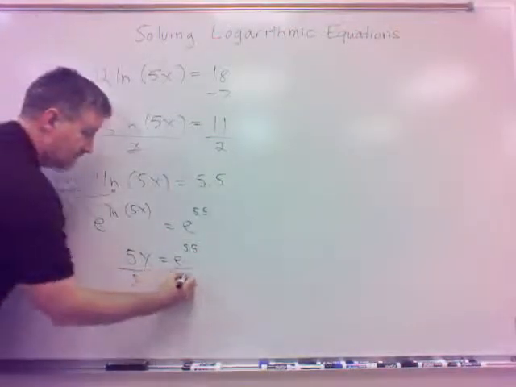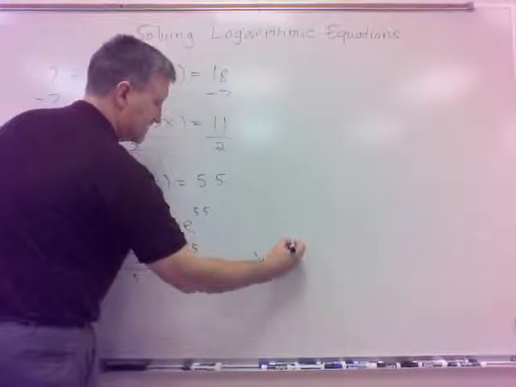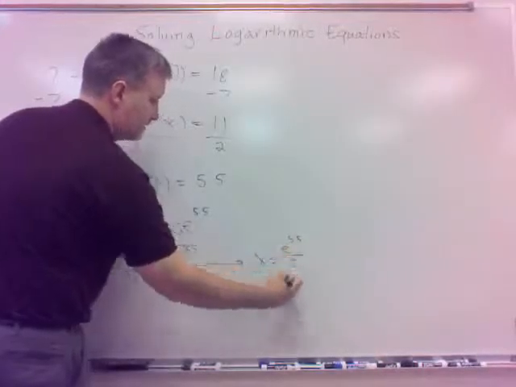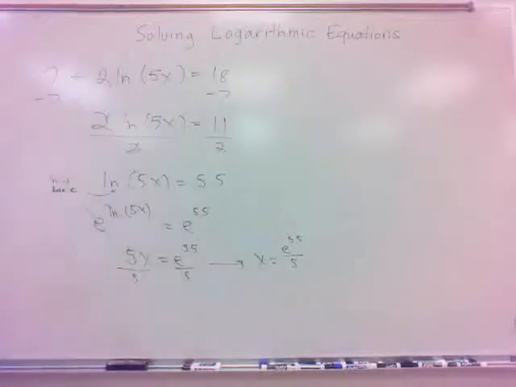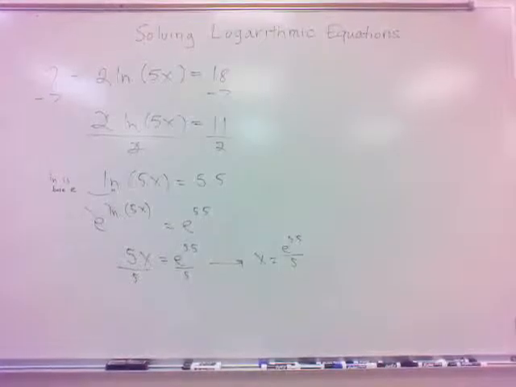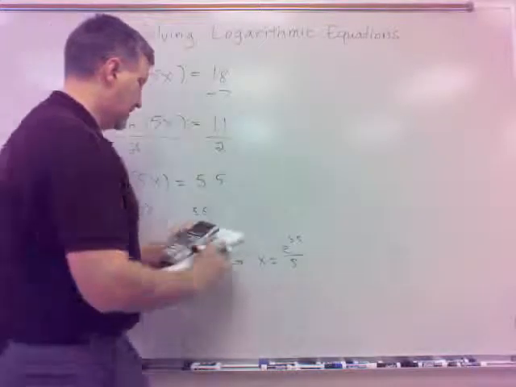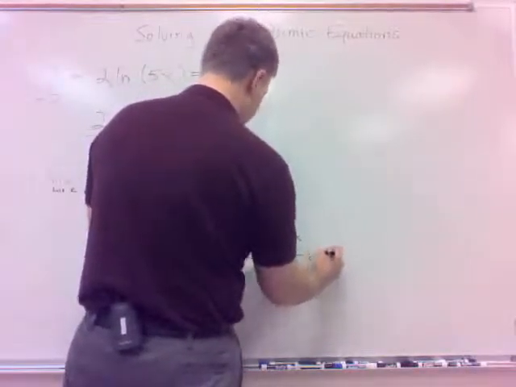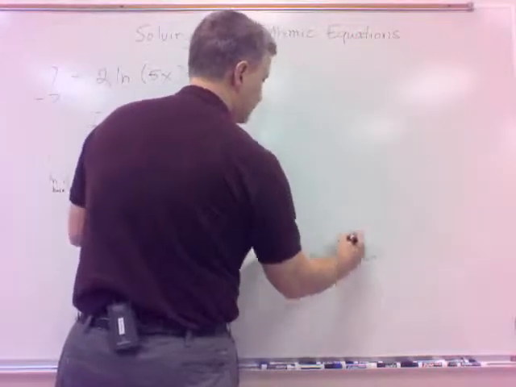Then just divide by 5. So x is e to the 5.5 divided by 5. And then, get your number there. Plug it in. e to the 5.5. Now that's 244.69. Then divide that by 5. I get 48, depending on how many, let's say 3 decimal places, 48.938 to 3 decimal places.